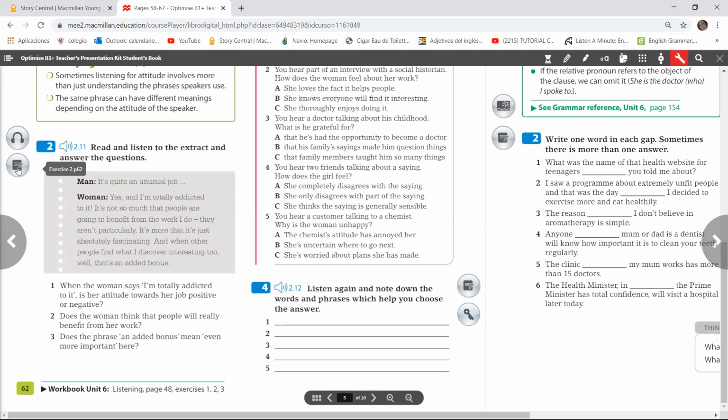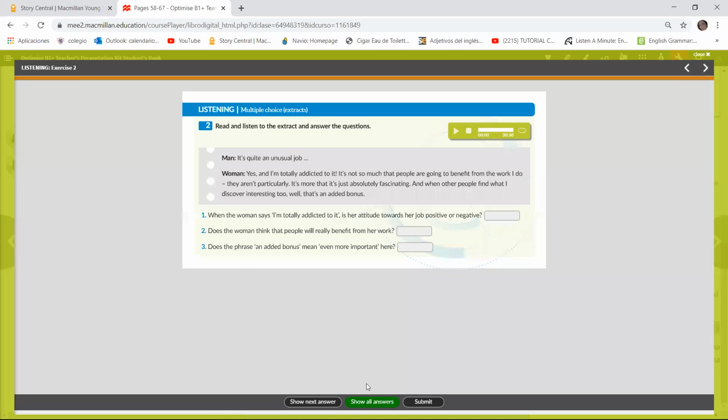Okay, can you help me please, my dear Charlene? No. No? Okay. Vane, can you help me? Does the woman think that people will really benefit from her work? Yes or no? Wita, can you help me? Does the woman think that the people will really benefit from her work? Yes or no? Ese es un yes or no question, ¿ok?